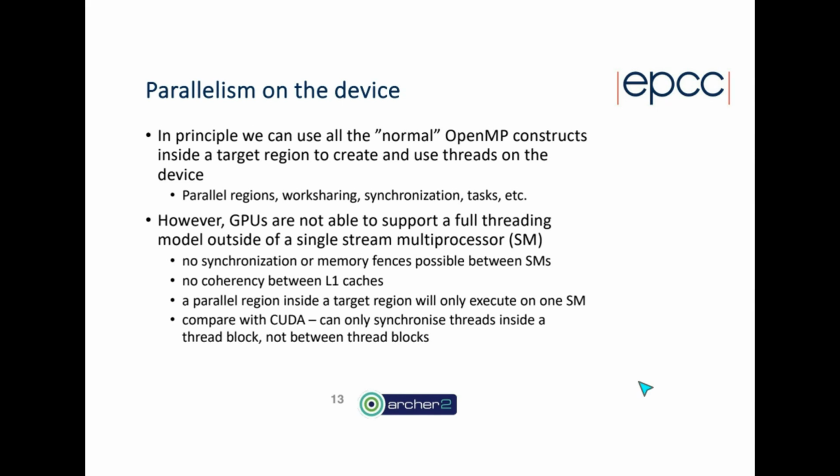Now we have to care about parallelism on the device. In principle, we can use all the normal OpenMP constructs inside a target region to create and use threads. So we can use parallel regions and work sharing and synchronization and tasks and so on. However, specifically for GPUs, they don't support a full threading model outside of a single stream multiprocessor.